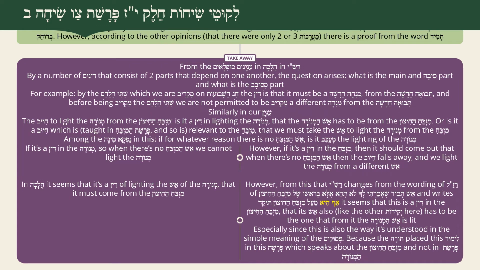However, if it's a din in the Mizbeach, then it should come out that when there's no Eish HaMizbeach, the chiyuv falls away, and we light the menorah from a different Eish. Now in Allah, it seems that it's a din of lighting the Eish of the menorah, that the Eish of the menorah must come from the Mizbeach HaChitzon.